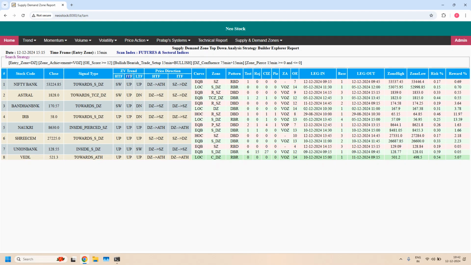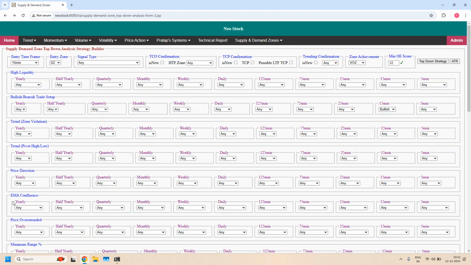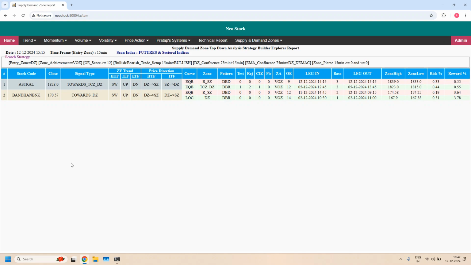And 75 means ITF. The ITF trend is up in all the 8 stocks. And if those 75 minutes demand zones are having daily EMA confluence, they could be even more high probability trade setup supported stocks. Let us verify. In the EMA confluence, at 75 minutes time frame, 75 minutes demand zone having daily EMA confluence. With this filter, we got 2 stocks. So these 2 are even more high probability trade setup supported stocks, because 75 minute zone is having daily EMA confluence.